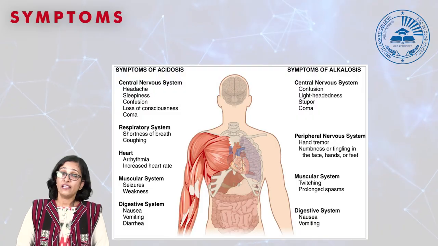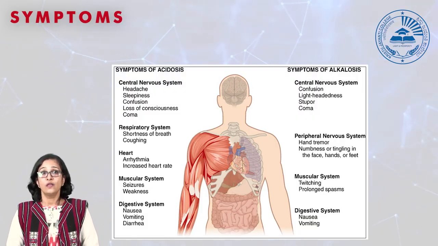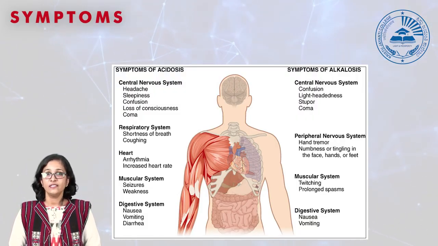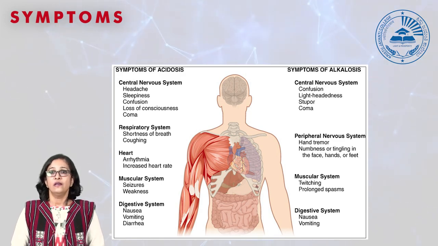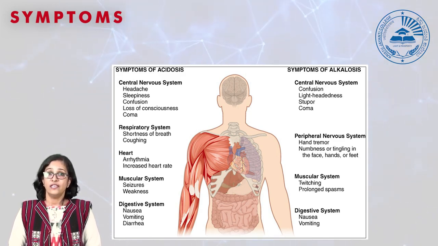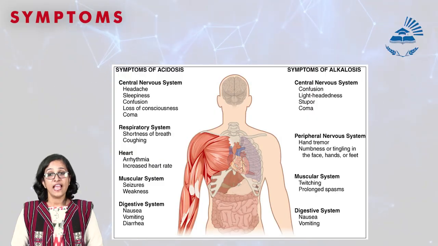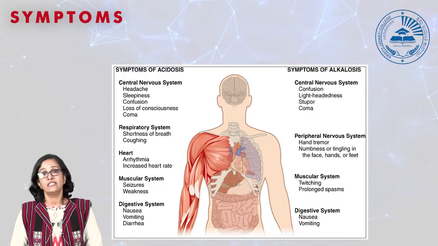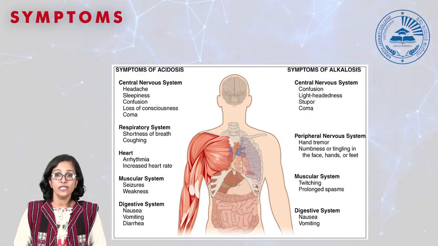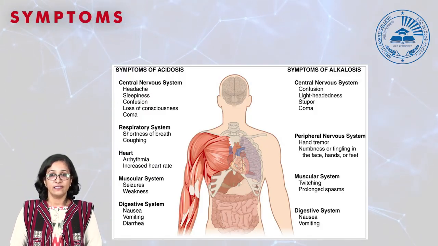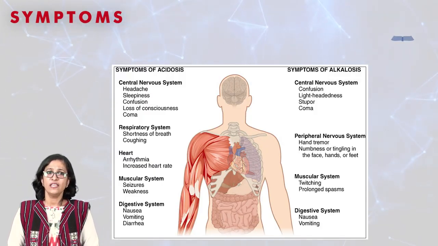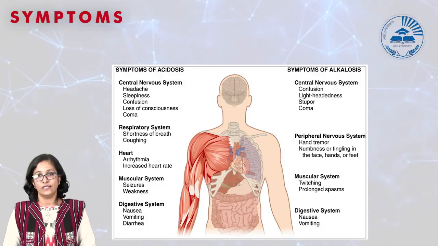Whereas the symptoms of alkalosis of the central nervous system include confusion, lightheadedness, stupor, and finally coma, and the peripheral nervous system develops hand tremor, numbness or tingling in the face, hands or feet, and the muscular system will show symptoms like twitching and prolonged spasms, whereas the digestive system has symptoms like nausea and vomiting, which is somewhat similar to acidosis.